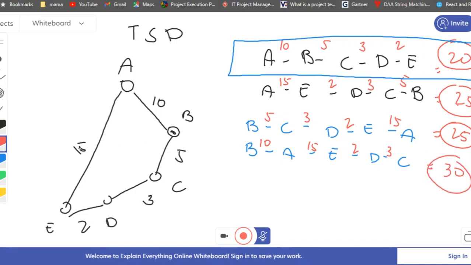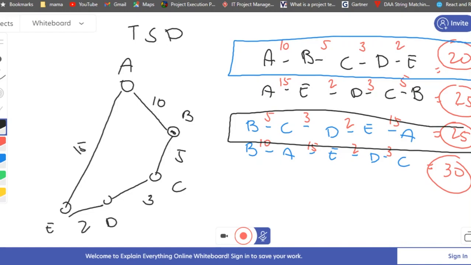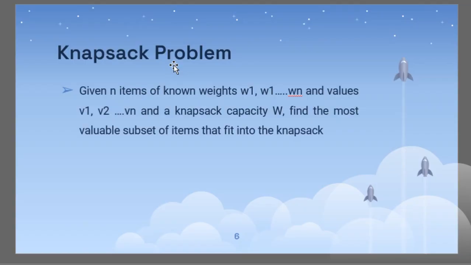So we have to compare them, and then the shortest path will be the first one, the B, C, D, and A. So that is for the travelling salesman problem. Next is the knapsack problem. So given items of known weights, weight 1 to nth weight and values value 1 to nth value, and the knapsack capacity W, find the most valuable set of items that fit into the knapsack.